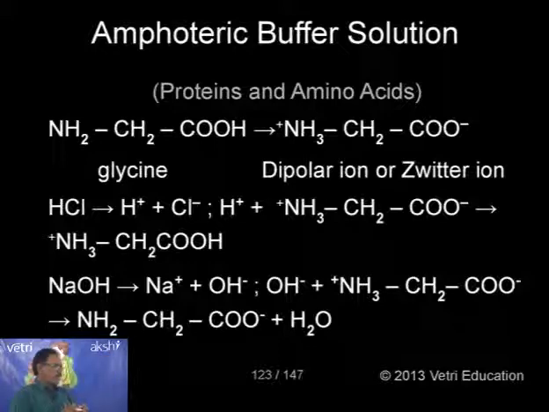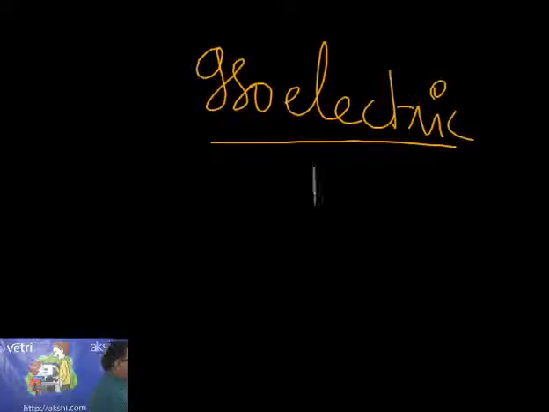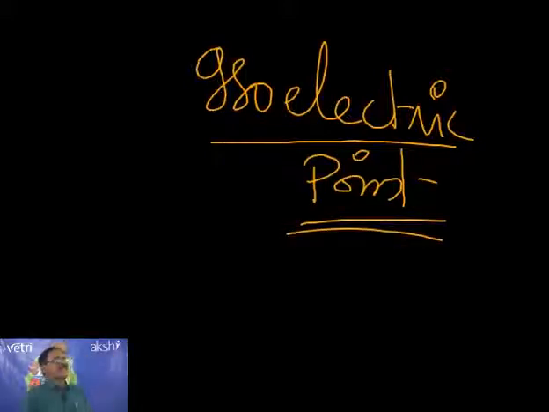In this case, I have to introduce a new term called isoelectric point. This is most important, isoelectric point. What is isoelectric point? Isoelectric point is defined as a pH value at which the amino acid molecule will neither migrate to the positive electrode nor migrate to the negative electrode. Whatever pH value this takes place at, that pH value is called the isoelectric point.